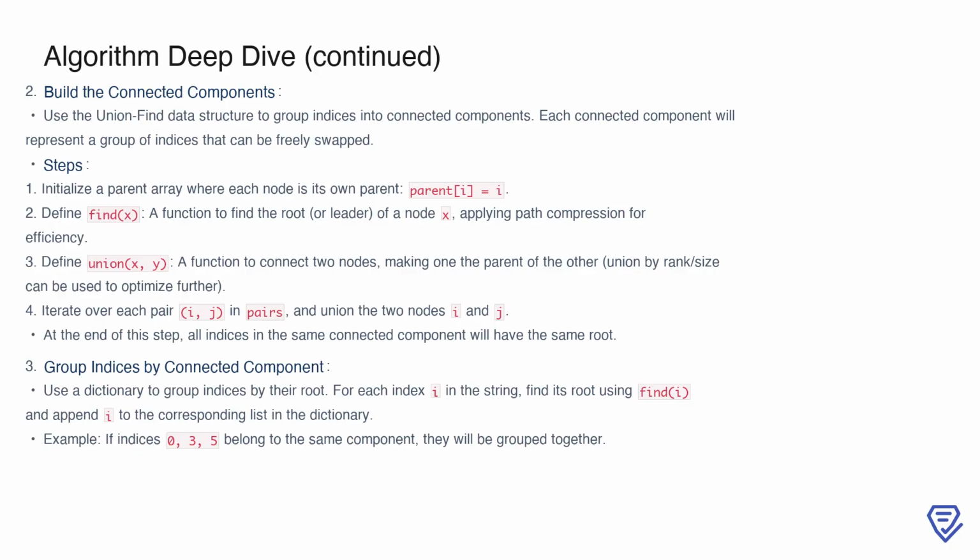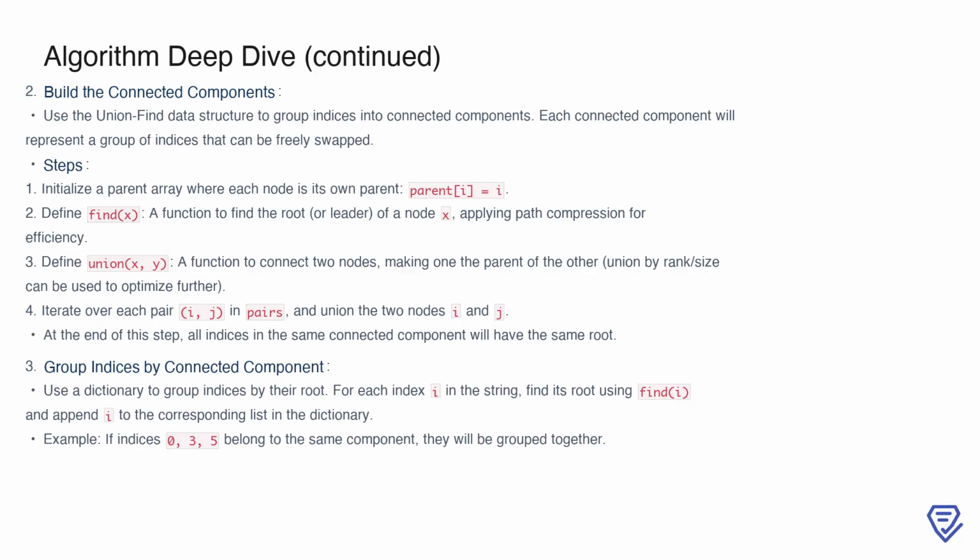We then define two essential functions: find, which helps us locate the root or leader of a node, and union, which merges two components by connecting their roots. The find function also uses path compression to ensure that subsequent operations are faster, while the union function can be optimized further with techniques like union by rank or size. After defining these functions, we iterate over each pair of indices given in the input, using the union function to connect the two indices. By the end of this step, all indices that belong to the same connected component will share the same root.